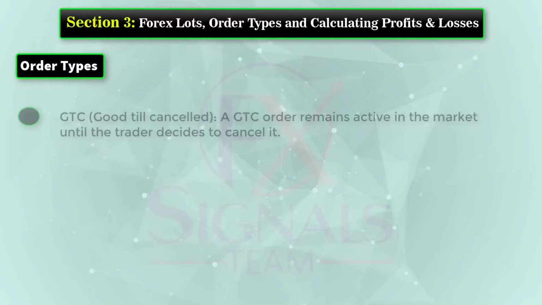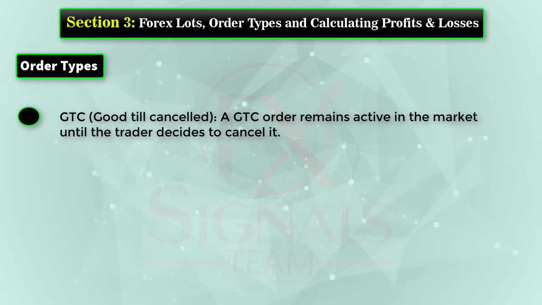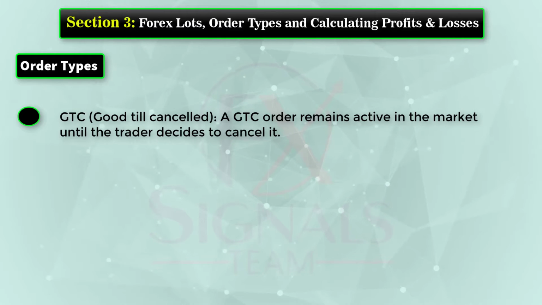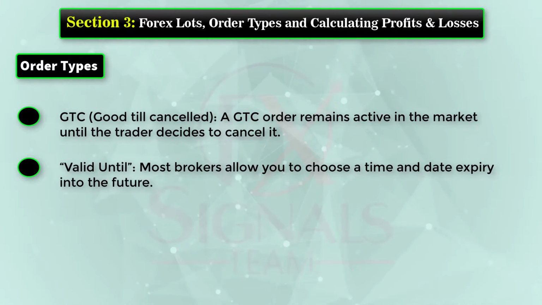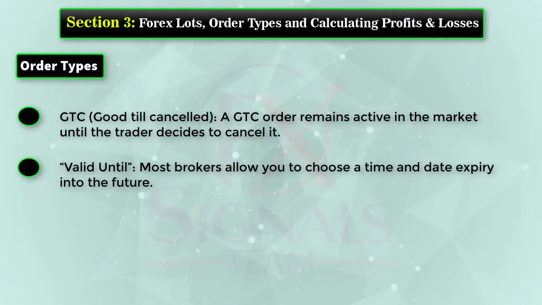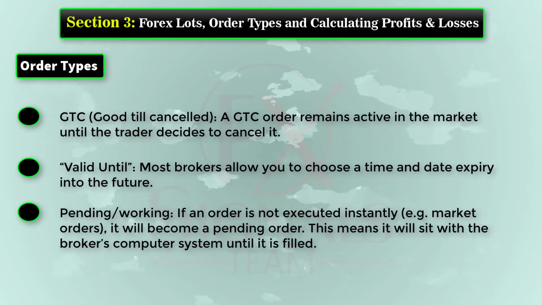Order types. GTC, good till cancelled. A GTC order remains active in the market until the trader decides to cancel it. Valid until: most brokers allow you to choose a time and date expiry into the future. Pending or working: if an order is not executed instantly, for example market orders, it will become a pending order. This means it will sit with the broker's computer system until it is filled.